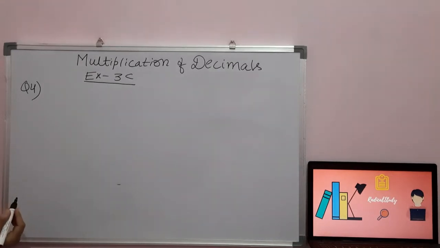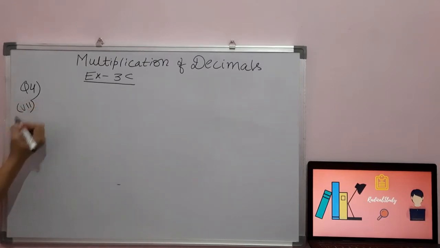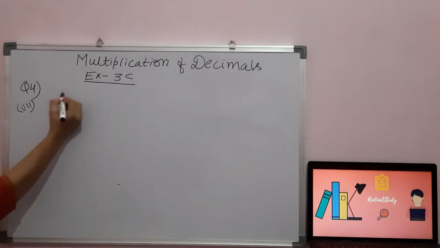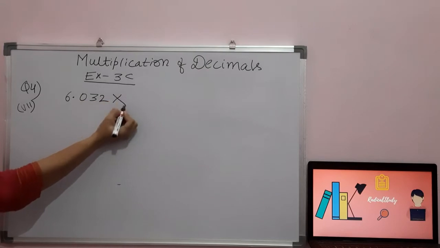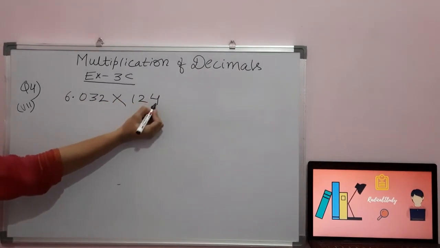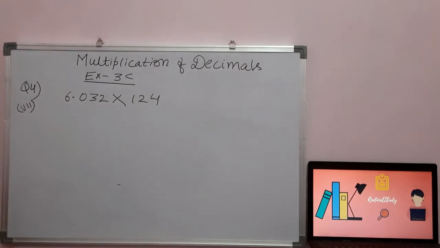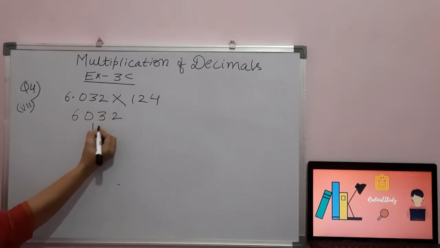So the option which I am going to solve is option number 7. Which option I am going to solve? It is option number 7. So here we have to multiply 6.032 into 124. आपको किससे मल्टीप्लाई करना है? By 124. Right students? Now I am going to multiply 6032 by 124.